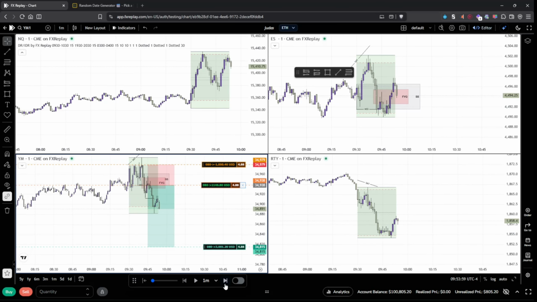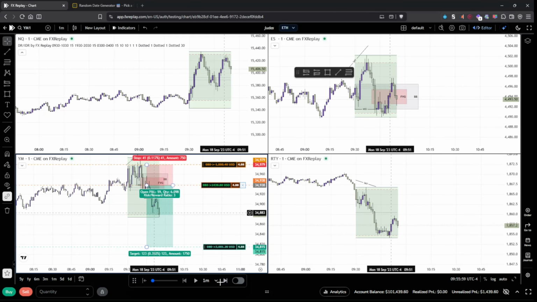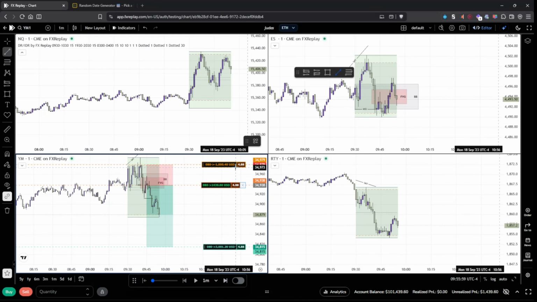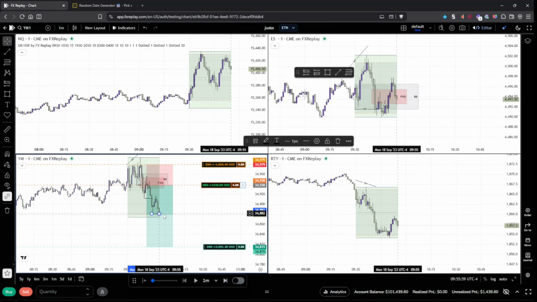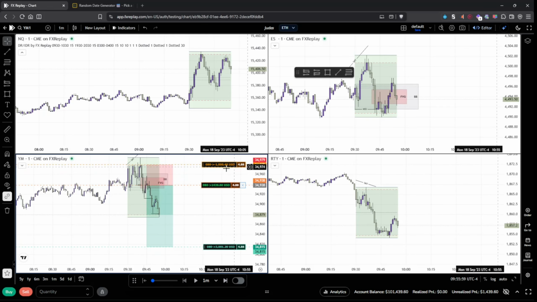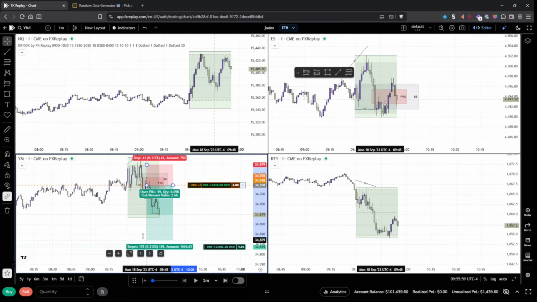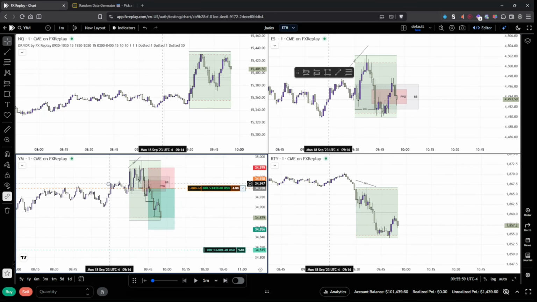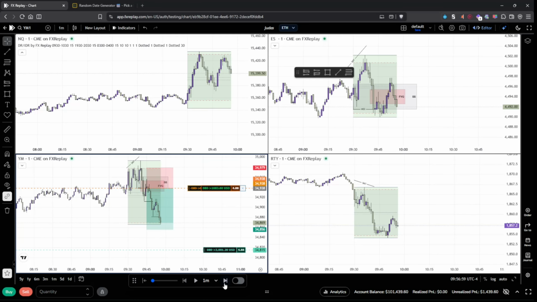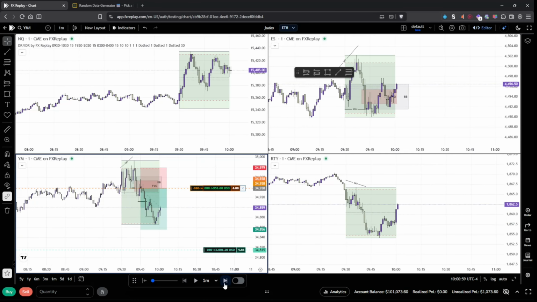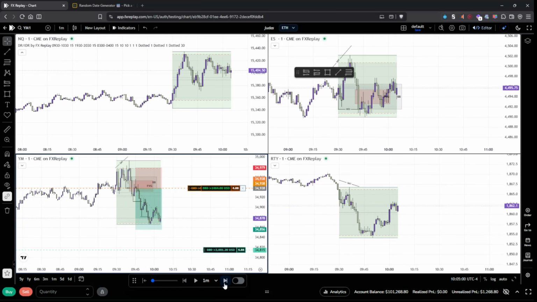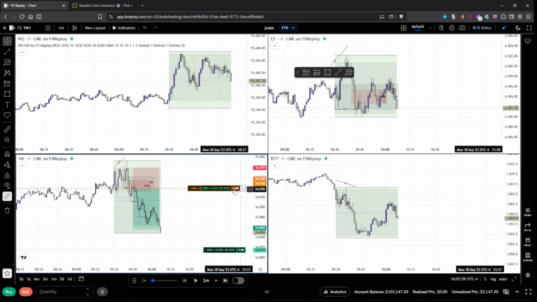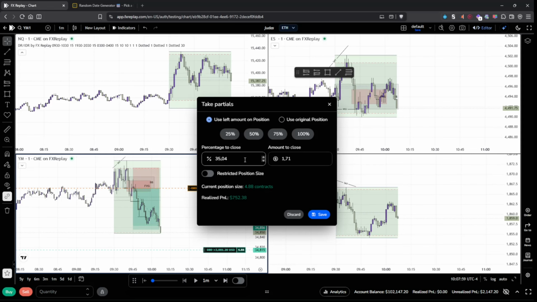Okay, pulling back. Now we broke this low here. This would be our second break of structure. So now we can move our stop loss to break even. Then, as I said, if you remember, we take a 50% partial at 1 to 2. So this is going to wait till price gets to 1 to 2. Let's see if we get there. Maybe we don't. Okay, 1 to 2, take 50% off.